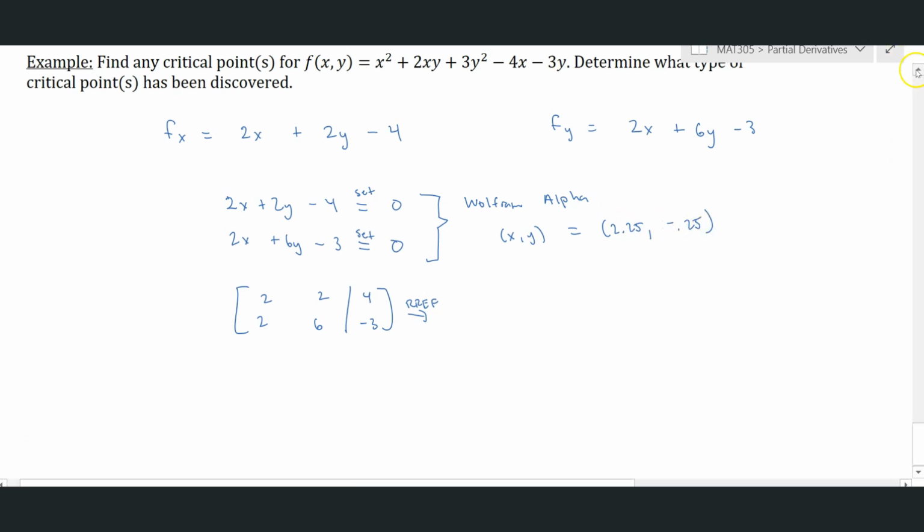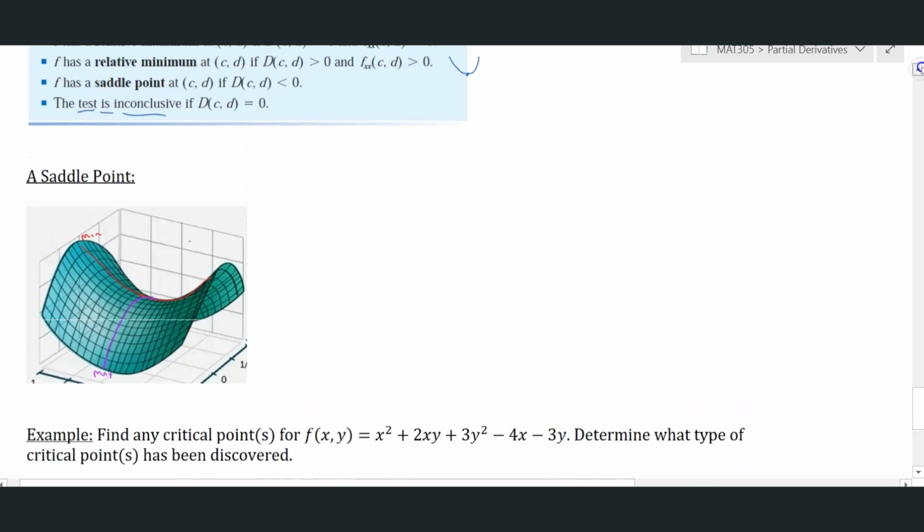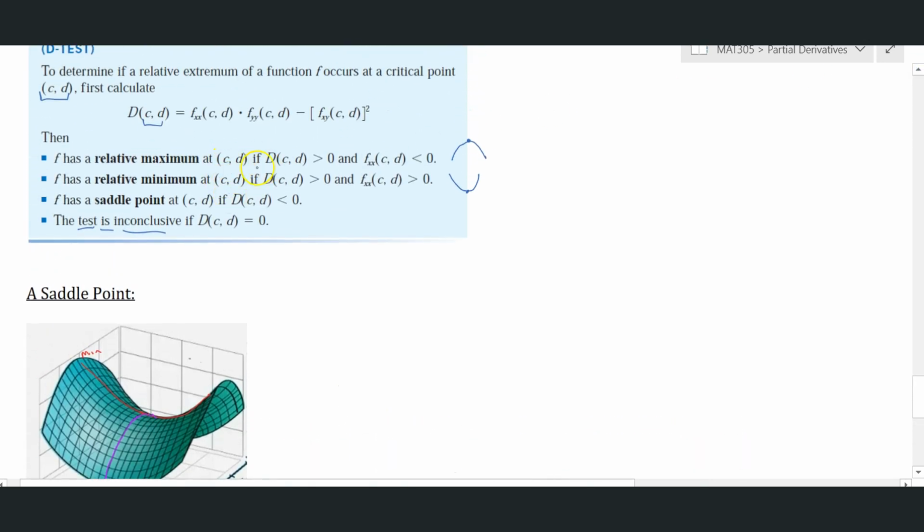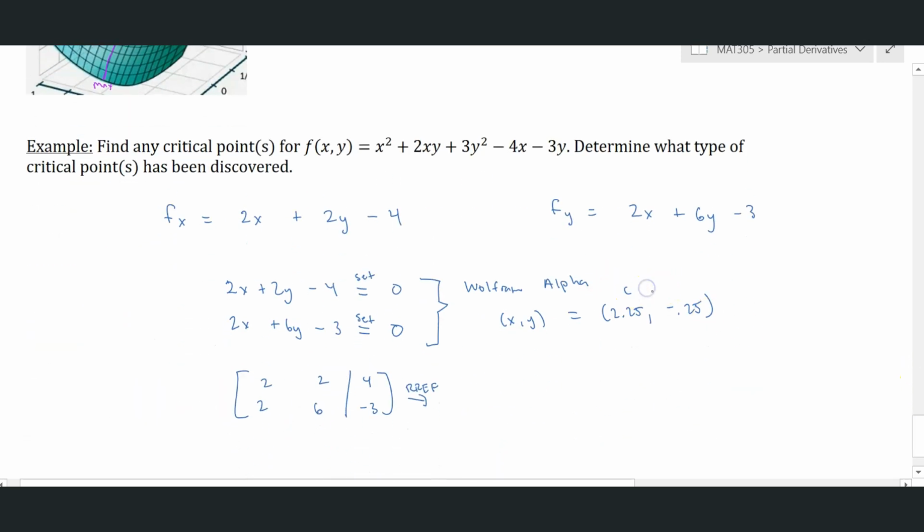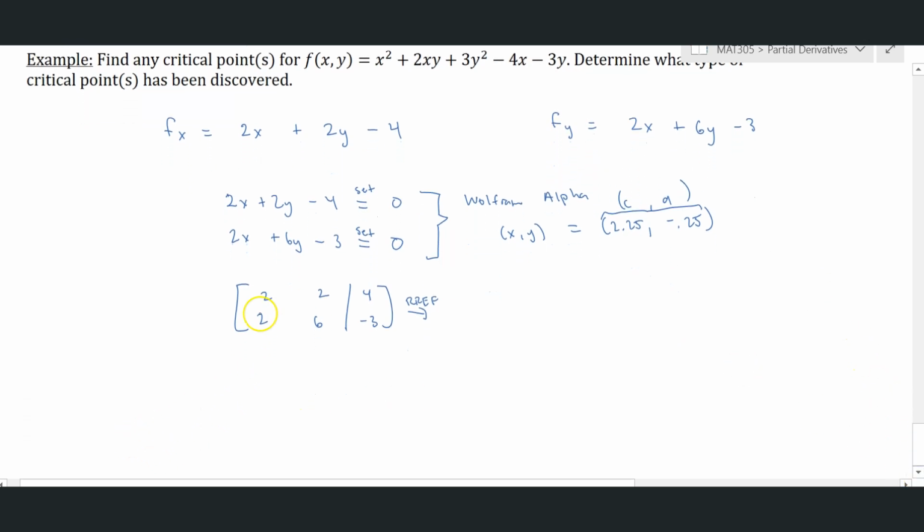Okay, and according to our theorem for the D-test, the (c, d) in this case is the ordered pair that we found, right? This is the c and the d. These are just instances of x and y. And now what I need to do is get the D function. The D function is not too bad to compute, but we do need all the second derivatives. Remember, with the mixed partials, we only need to compute one because they're both the same.